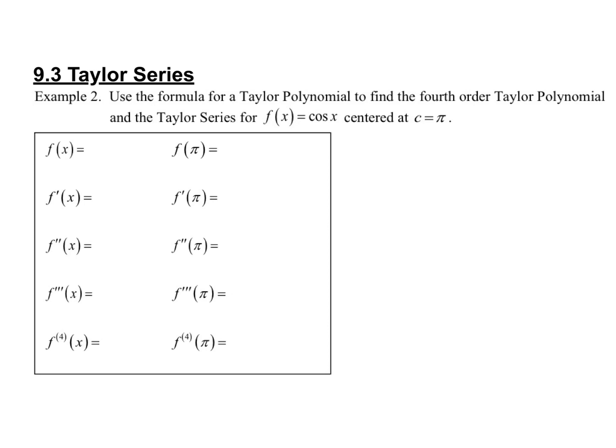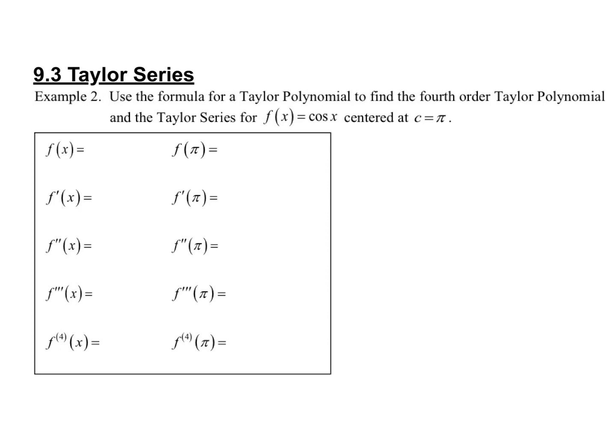Again, another box with some of the stuff. Here's the difference: we are finding a fourth degree Taylor polynomial and a Taylor series for f of x equals cosine x, centered at pi. So that's why it's not a Maclaurin. In order to be a Maclaurin, it has to be centered at 0.